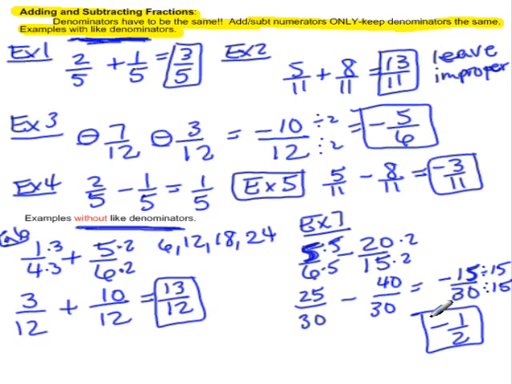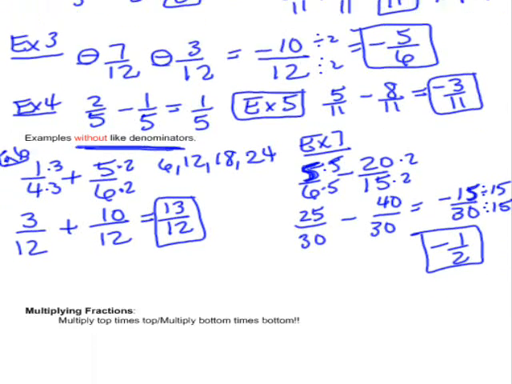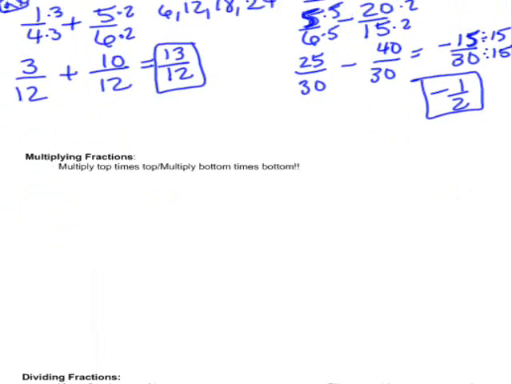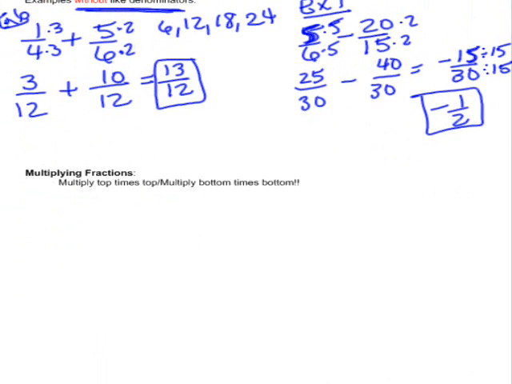Now, let's quickly move on and talk about multiplying fractions. Okay? When we multiply fractions, we just multiply the numerators. So multiply the top times the top and the bottom times the bottom. So the numerator times the numerator and the denominator times the denominator. Okay? So here's an example.